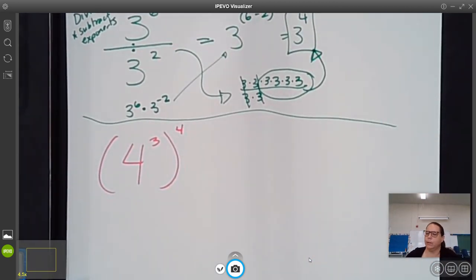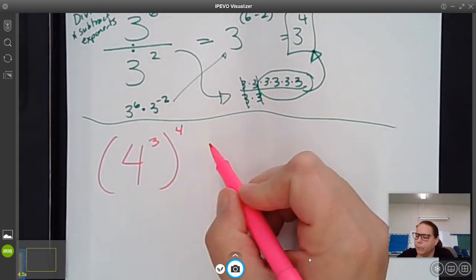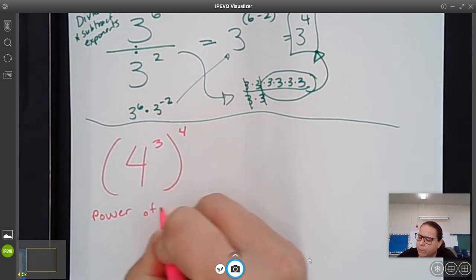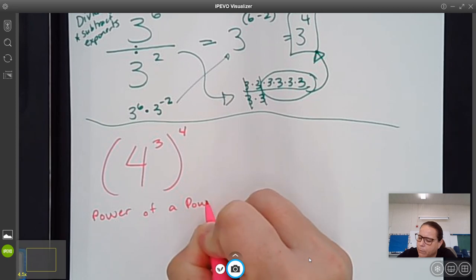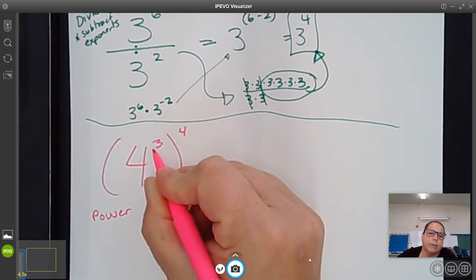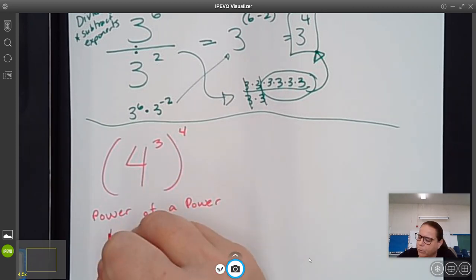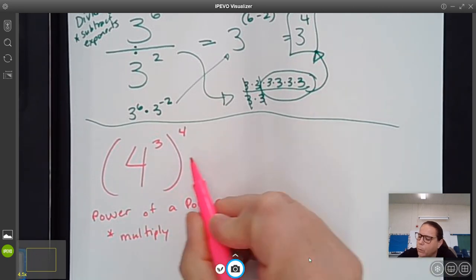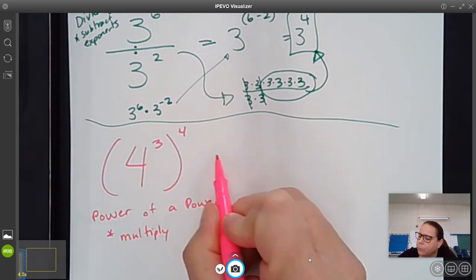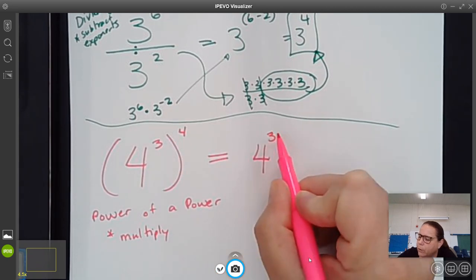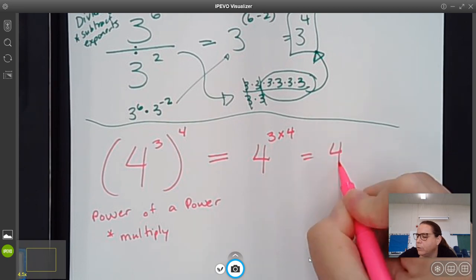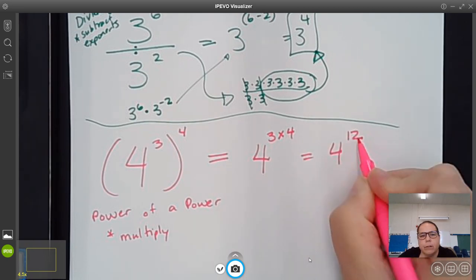Okay. And this last example is a power of a power. So this is a power of this other power. And you have to remember the rule for this one is to multiply. So if we looked at the rule, it would be 4 to the 3rd times 4, because those are the two exponents. So 4 to the 12th.